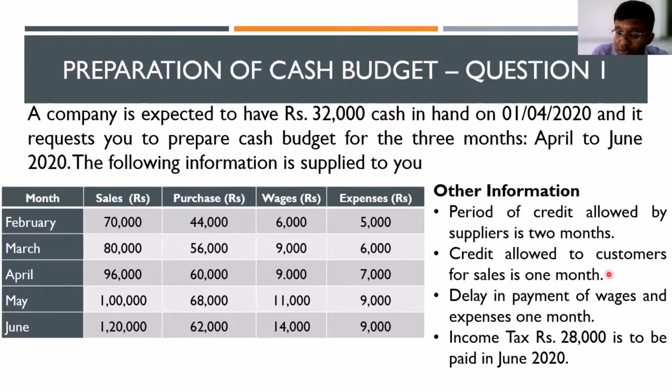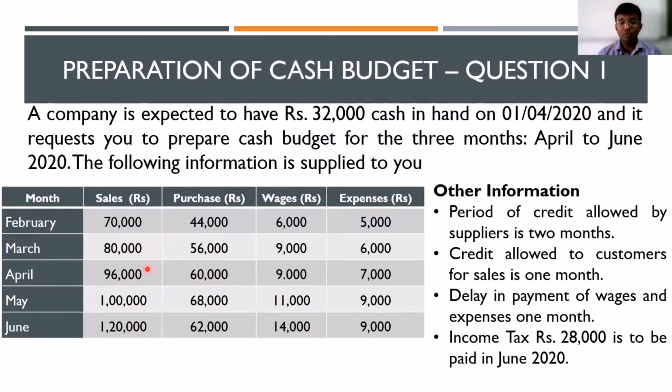Let's look at the next piece of information. Credit allowed to customers for sales is 1 month. So which item does this deal with? It deals with sales. And how does this impact you? If you have sold some goods to a customer in February, when is he settling the payment? He's settling the payment for you in March. If you have carried out some sale in March, when is the customer settling the payment? He's going to settle the payment in April. And this is how it goes on.